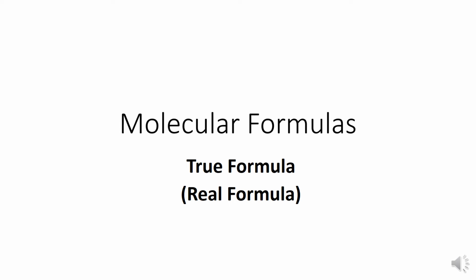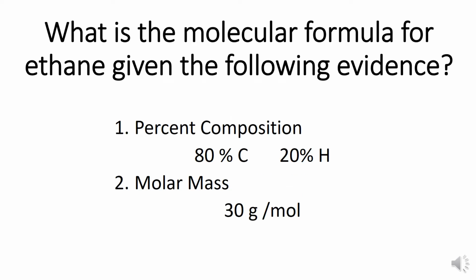Molecular formulas. Let's see if we can write the formula for ethane, given the evidence below that the percent composition of ethane is 80% carbon and 20% hydrogen. And then if we write the correct formula for ethane, it's going to have a molar mass of 30 grams per mole.